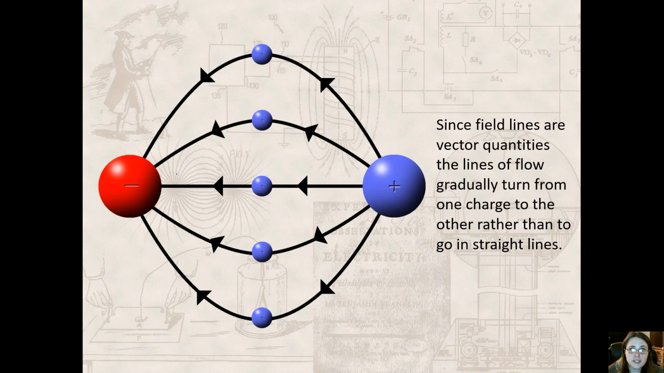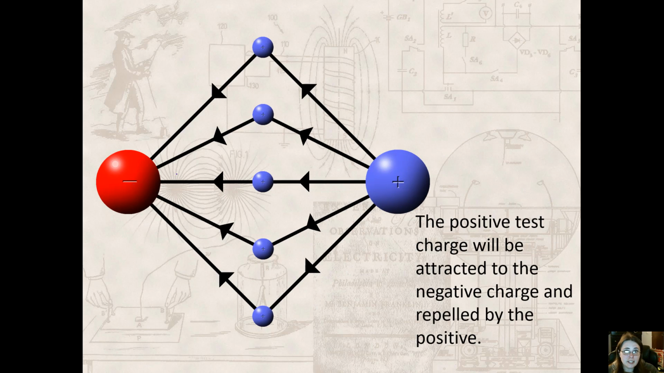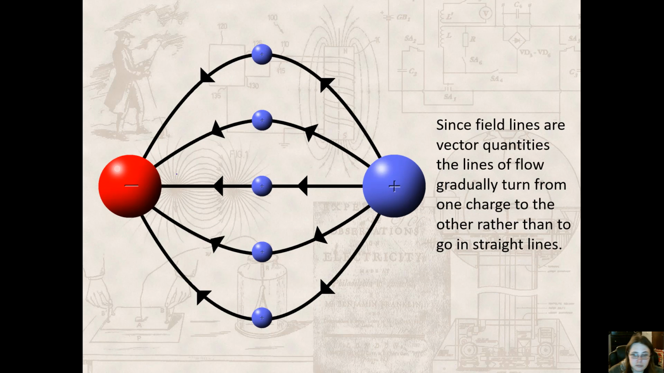But because the field lines are vector quantities and show a gradual flow, they turn gradually rather than going in straight lines. So rather than this kink here, we make it more like a curve.